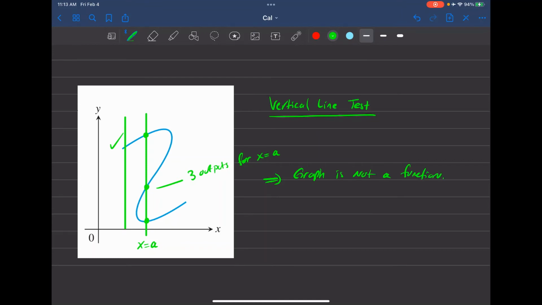So a quick way to determine if a graph is a function or not is simply drawing the vertical line test throughout the graph. If it hits the graph once, it is a function. If it hits the graph more than once, it's not a function. All right, so that idea should be clear. Let's go ahead and take a look at a piecewise function now.